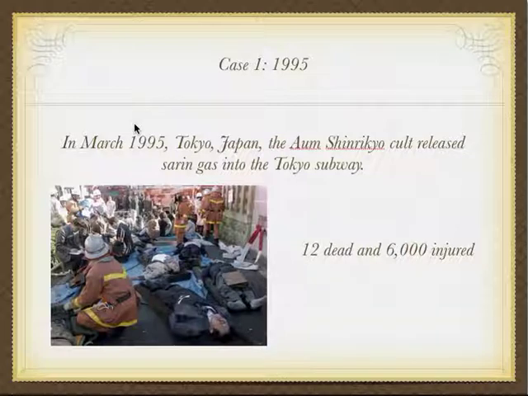One case that involved steganography was in March 1995 in Tokyo, Japan, where the Shinrikyo cult released sarin gas into the Tokyo subway. There were 12 dead and 6,000 more were injured. Now, law officials in Tokyo seized the computers of the Shinrikyo cult and discovered that there were many encrypted files on their computers.